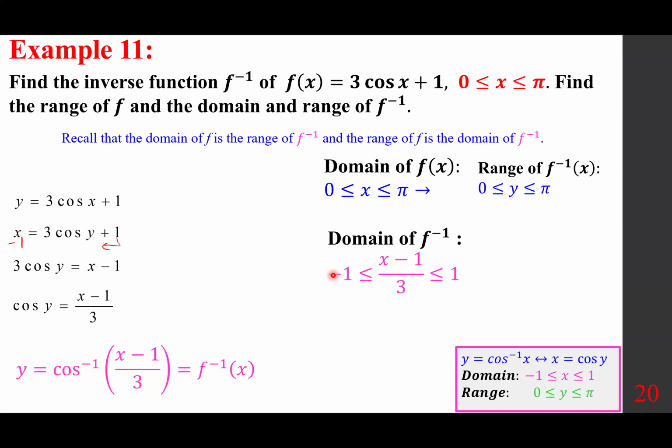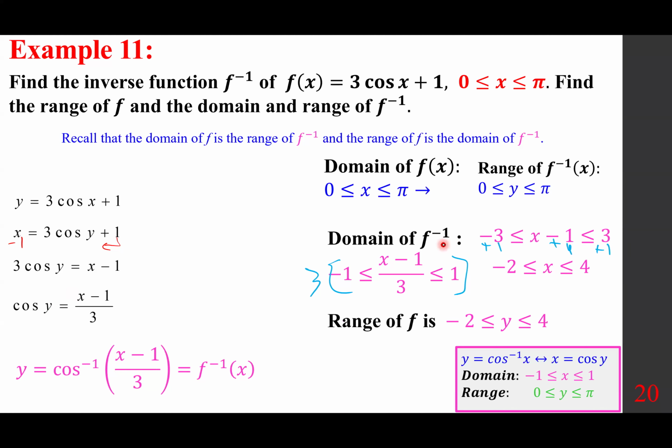If we multiply by 3, this becomes -3, this goes away, this becomes 3. And if we add 1, this becomes -2, here just x, and here it becomes 4. So in other words, multiply this by 3, and over here you add 1. And so x is between -2 and 4, the domain of f inverse, which is the range of f. Range of f, y is between those two values.